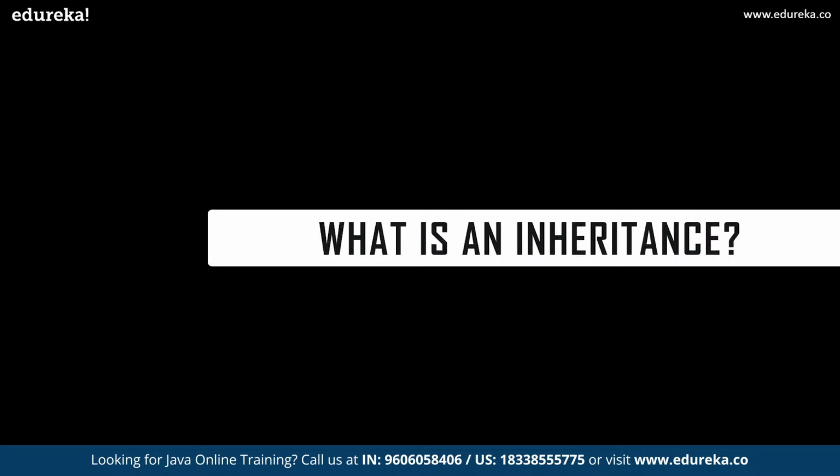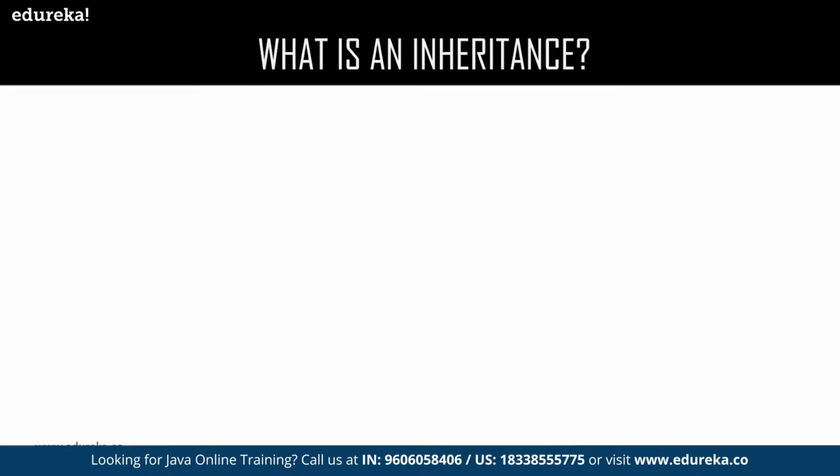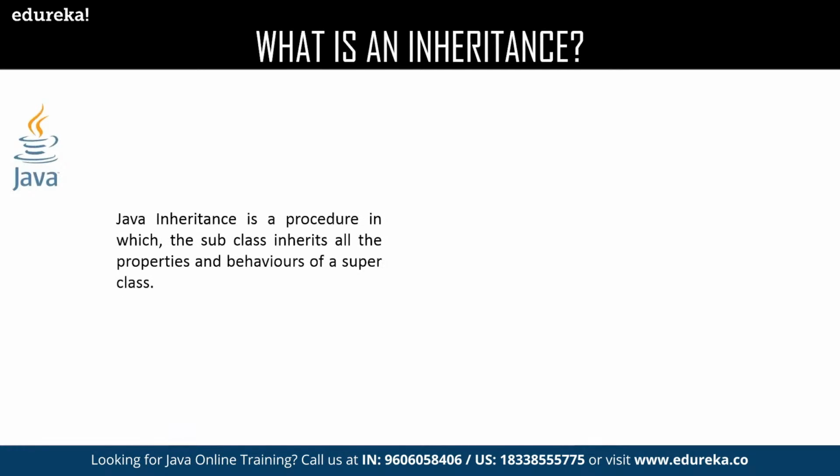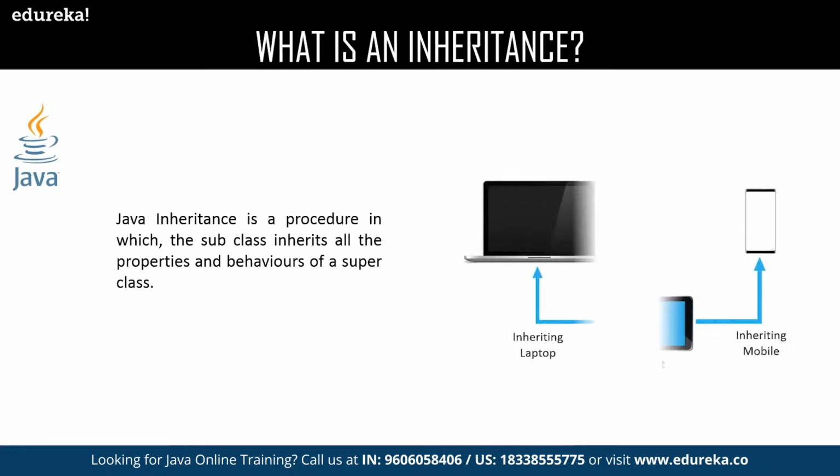Now that you have theoretically understood what the term inheritance means, let us get into Java inheritance and understand it through an example. Like in any other programming language, Java inheritance is a procedure where the child class inherits all the methods and properties of the parent class. As you can see, the tablet here is inheriting the properties from both a laptop and a mobile phone. This was a pictorial example. Let us see a practical example through code.